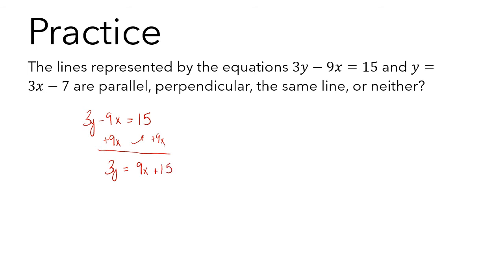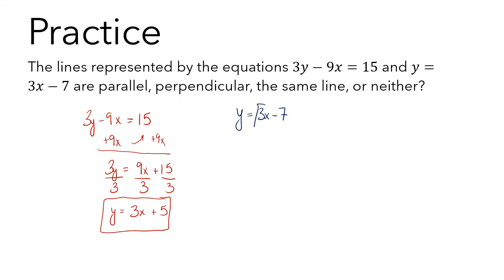From there, I need to do step 2, which is to divide by the constant in front of the y, so in this case 3. And that gives me y equals 9 divided by 3 is 3, and 15 divided by 3 is 5. So my equation here is actually y equals 3x plus 5. Now my other equation was y equals 3x minus 7. So now let's look at the slopes. The slope of this equation is 3, and the slope of this one is also 3. These slopes match, which means these two lines are parallel.